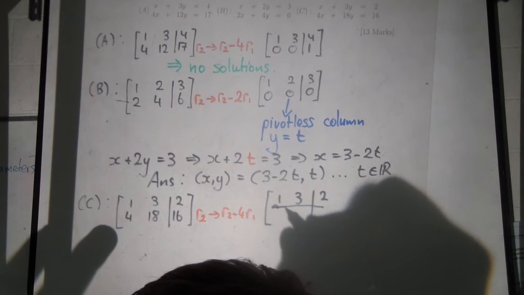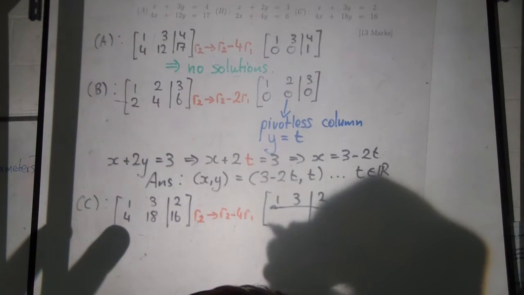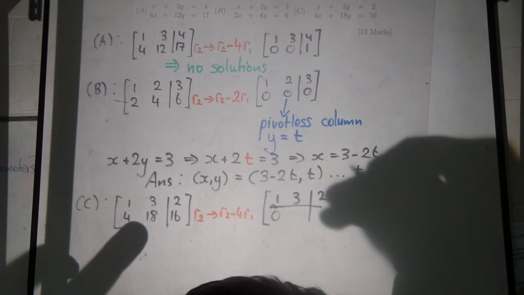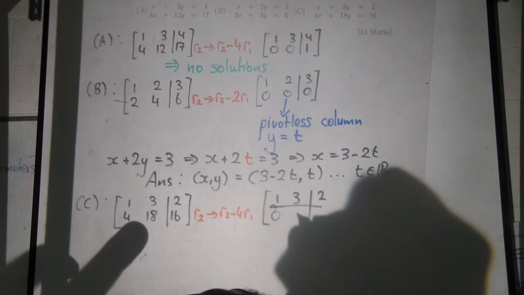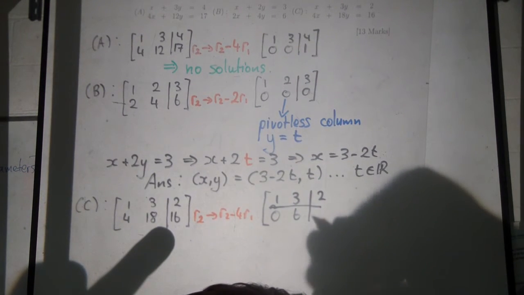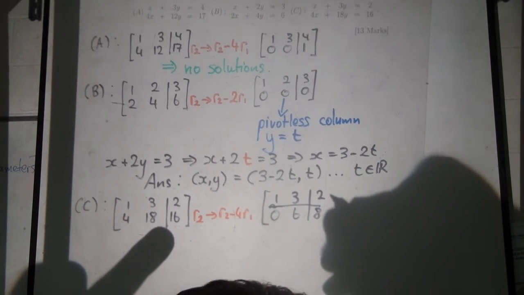So I have, that line needn't be there. 4 minus 4 times 1 is 4 minus 4 is 0. 18 minus 4 times 3 is 18 minus 12 is 6. And 60 minus 4 times 2 is 16 minus 8 is 8.